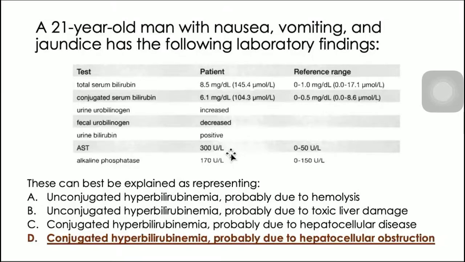So I just clarified kung ano yung specific condition versus biliary obstruction and hepatitis. This one is more typical of hepatitis because of the significant increase here in the AST as compared to the alkaline phosphatase. Okay.